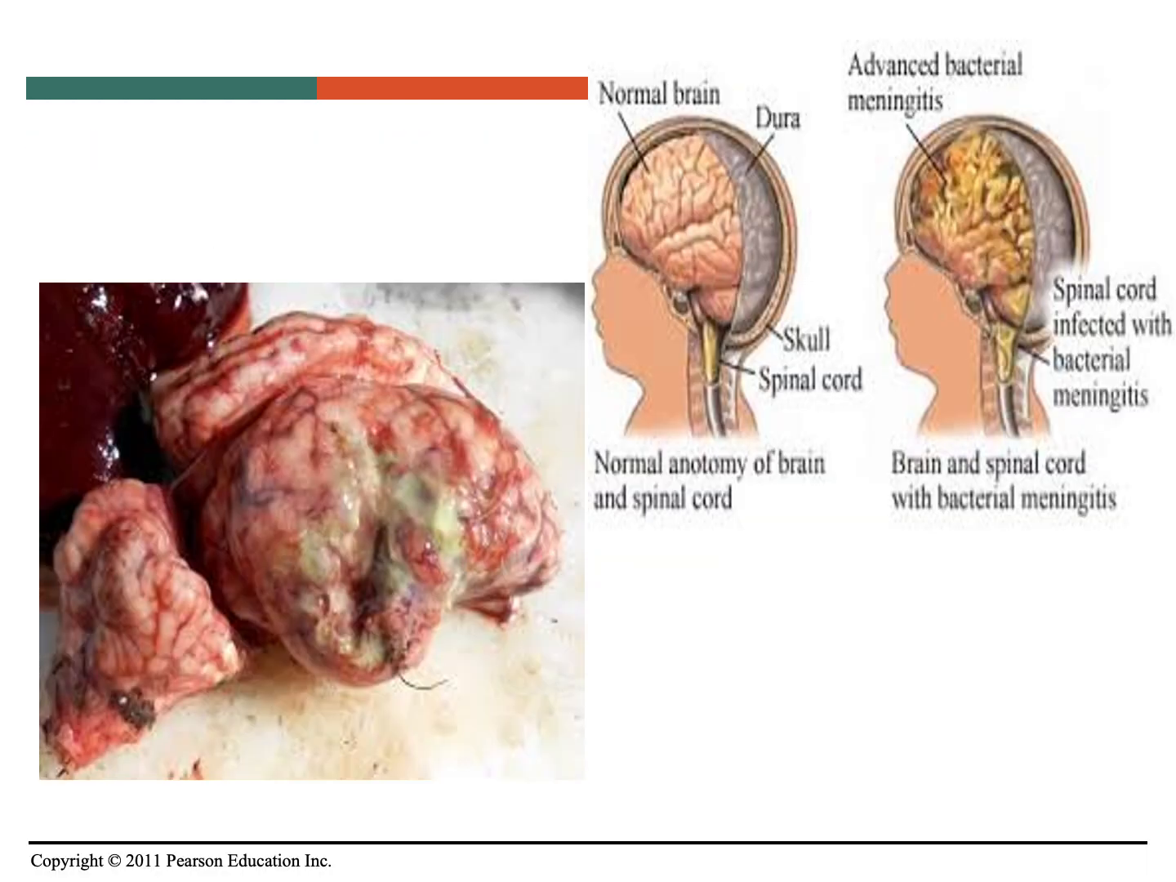So this is an example of a brain with Streptococcus pneumoniae infection.